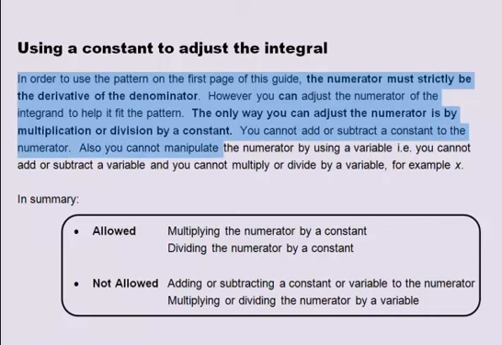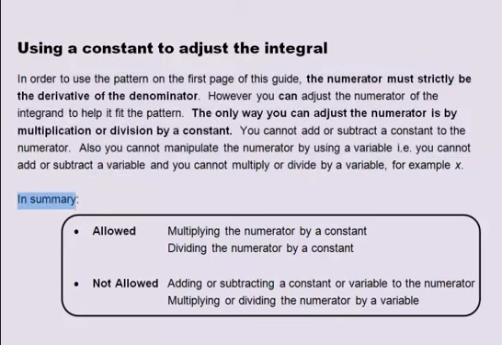You also cannot manipulate the numerator by using a variable, i.e. you cannot add or subtract a variable, and you cannot multiply or divide by a variable, for example x. In summary, you are allowed to multiply the numerator by a constant, or to divide the numerator by a constant. What is not allowed is adding or subtracting a constant or variable to the numerator, or multiplying or dividing the numerator by a variable.